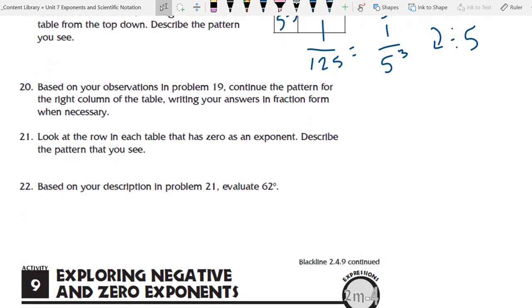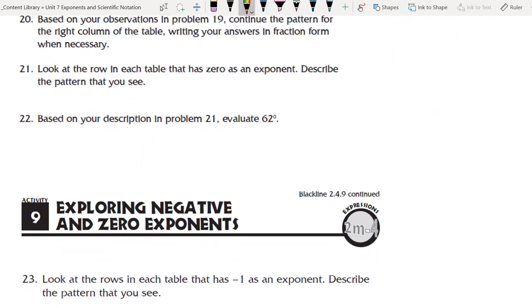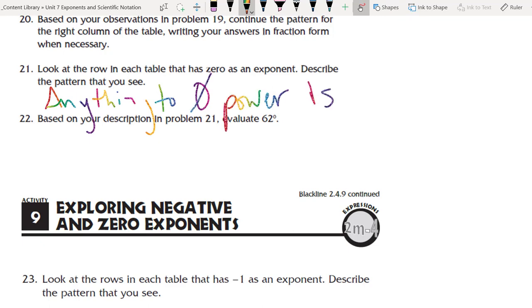Look at the row in each table that has a 0 as an exponent. Describe the pattern that you see. Okay, if you haven't heard me yet, anything to the 0 power is 1. And that's it. So based on that description and what we've just answered there, what is 62 to the 0 power? 1.